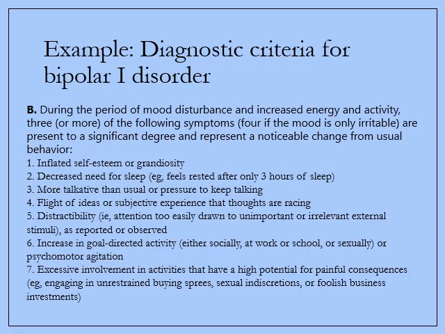Criterion B is that during this period of mood disturbance, there have to be 3 or more of the following symptoms, and it specifies 4 if the mood is only irritable and not euphoric, and then it lists all these symptoms that we know are associated with mania.